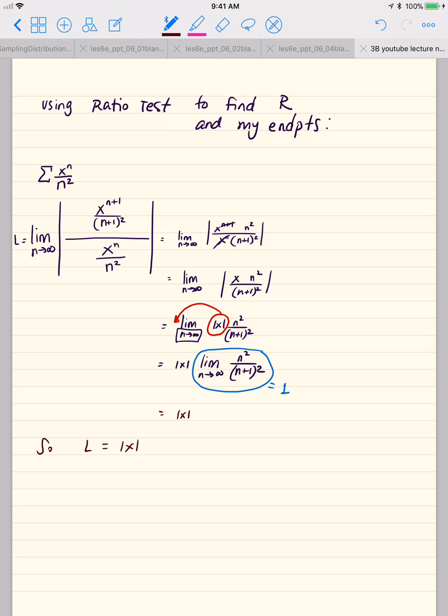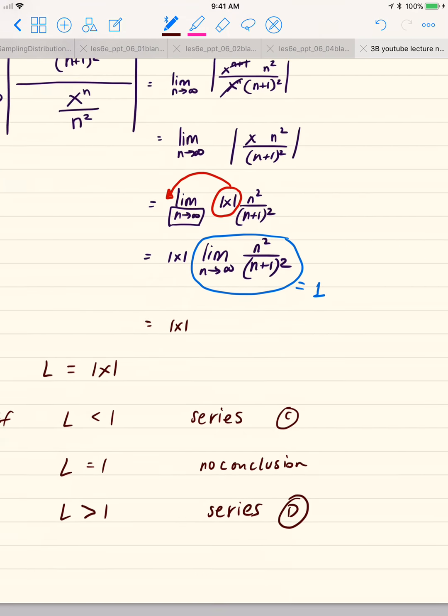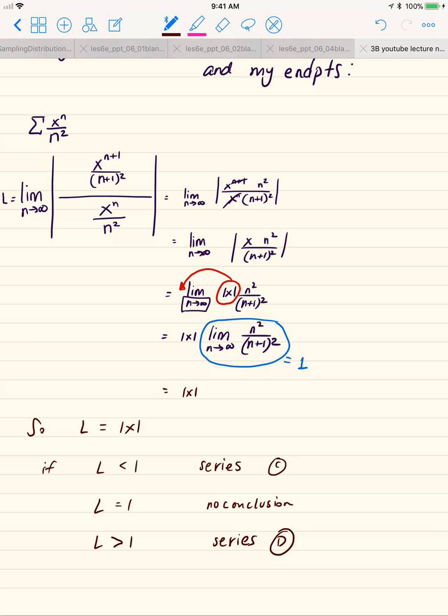And if L is less than 1, then our series converges. If L is equal to 1, then no conclusion. And if L is greater than 1, then our series diverges. So we can replace L with the absolute value of x, and we'll get, if the absolute value of x is less than 1, the series converges. If the absolute value of x is equal to 1, no conclusion. And if the absolute value of x is greater than 1, the series diverges.